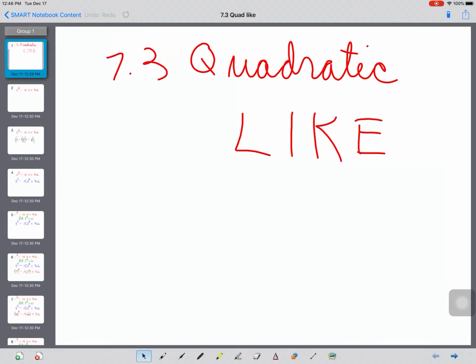7.3, quadratic-like equations. We spent a lot of time earlier on figuring out how to deal with quadratics. We have the quadratic formula, we have factoring, we have completing the square, we have a bunch of different things. And so what this idea is about is simply opening up to some broader kinds of options available to us. So let me remind you about a quadratic.